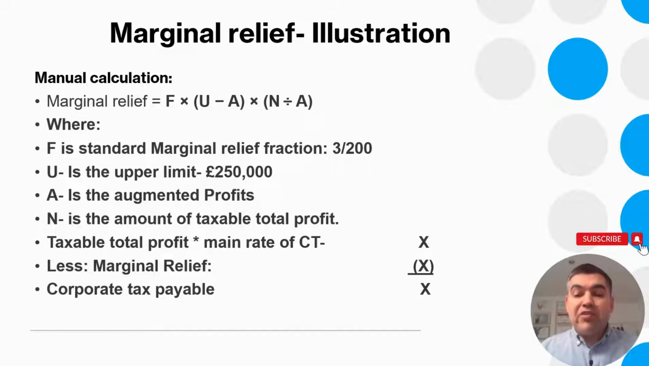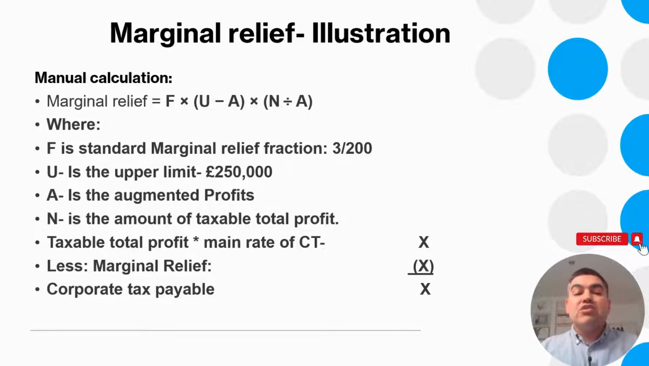Now, this formula will apply if the company has augmented profit between 50,000 and 250,000. Remember, what is augmented profit? If a company receives dividend, the dividend is exempt income and is not subject to corporation tax. So if you add this dividend to the total taxable profit, it will give you augmented profit.